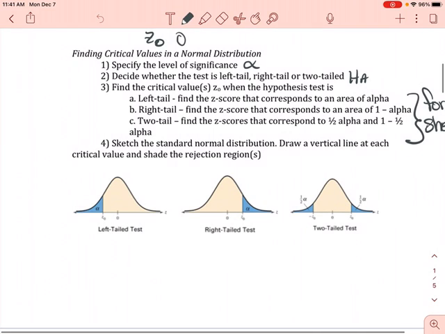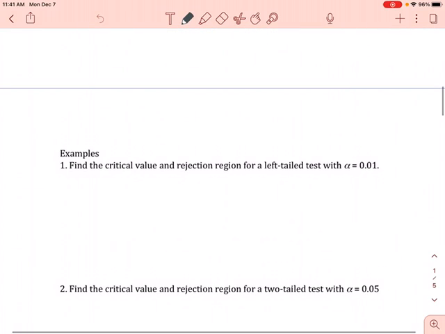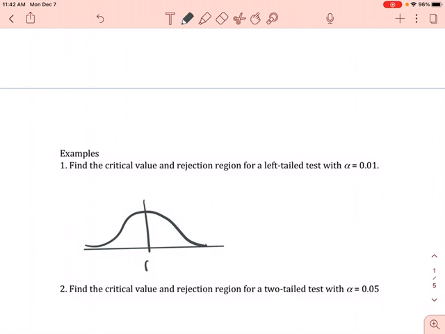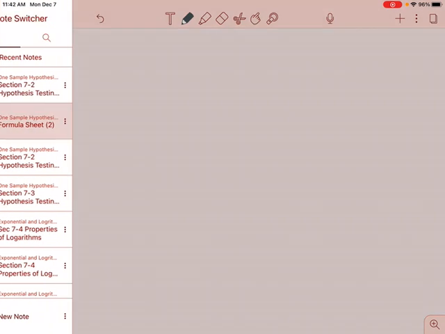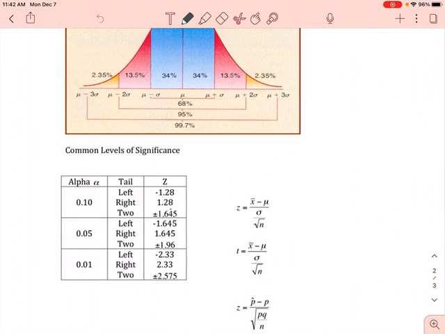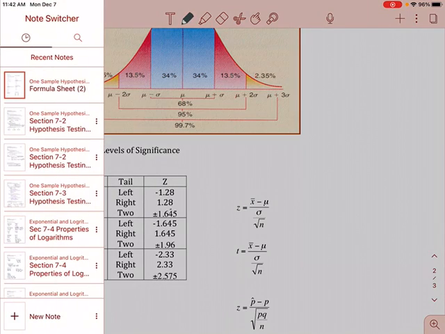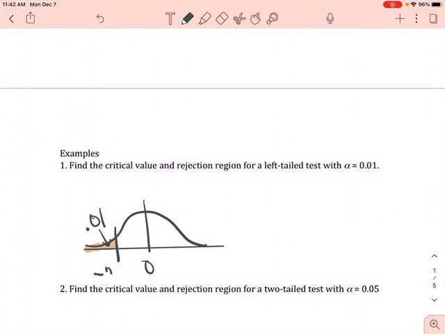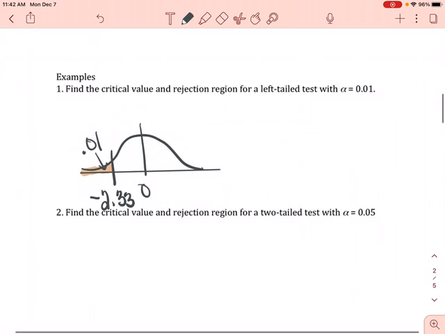Okay. All right. So let's practice using our formula sheet to create these critical values. We're going to draw our picture, find the critical value and rejection region for a left tail test with an alpha of 0.01. Okay, left tail test, and alpha is 0.01. That means this area right here is 0.01. I'm going to go to my formula sheet. It is a left tail test. 0.01, negative 2.33. Negative 2.33. And that's all you're doing.